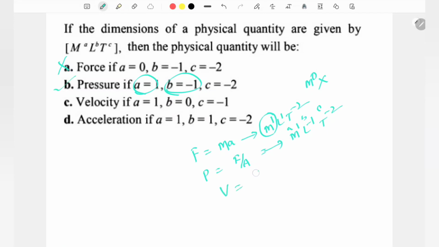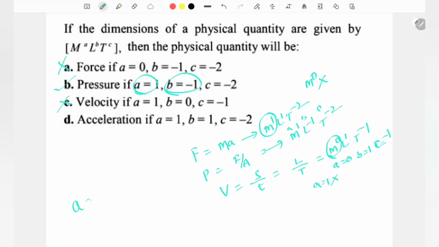Next, velocity. Velocity V is equal to S by T. So the dimensional formula for S is L and the dimensional formula for time is T. So we get M^0 L^1 T^-1. Here A is equal to 0, B is equal to 1, C is equal to minus 1. For velocity, we do not observe the dimension of mass as 1. So A is equal to 1 for velocity is wrong.